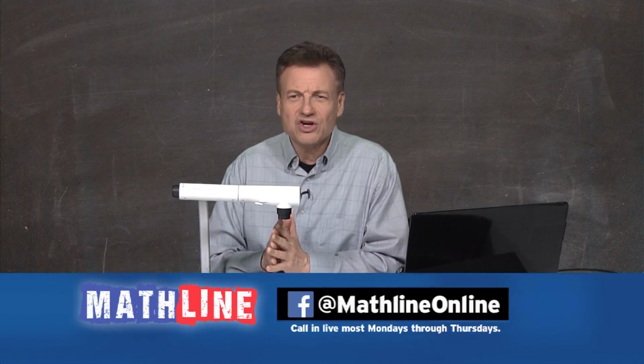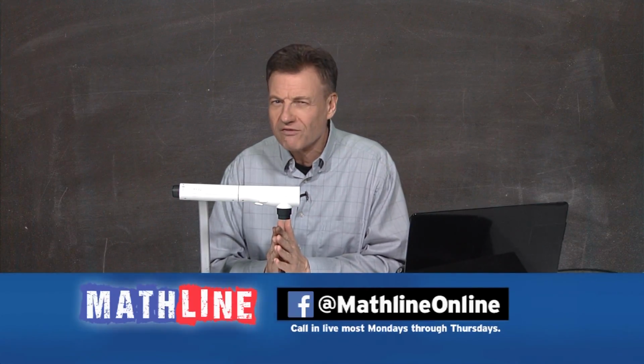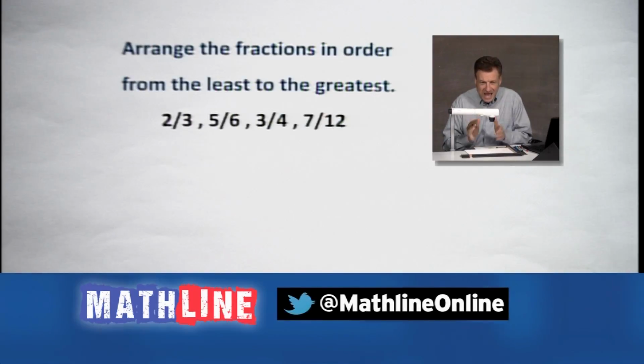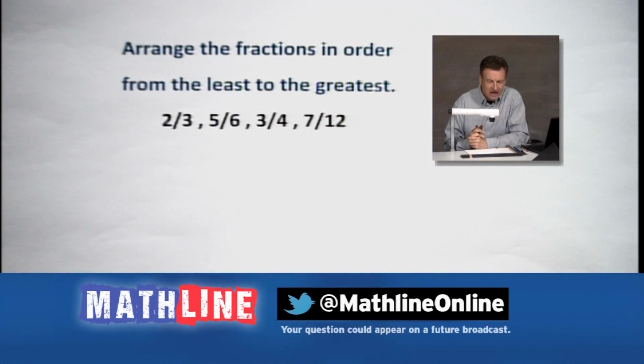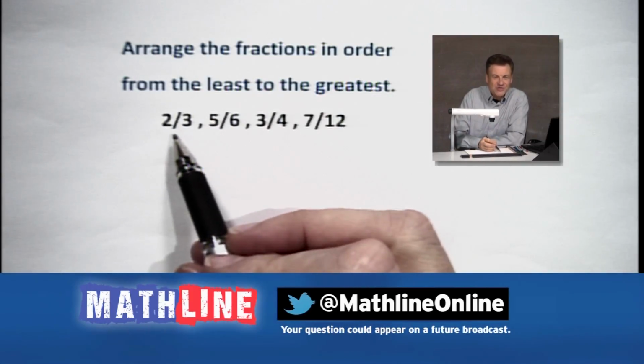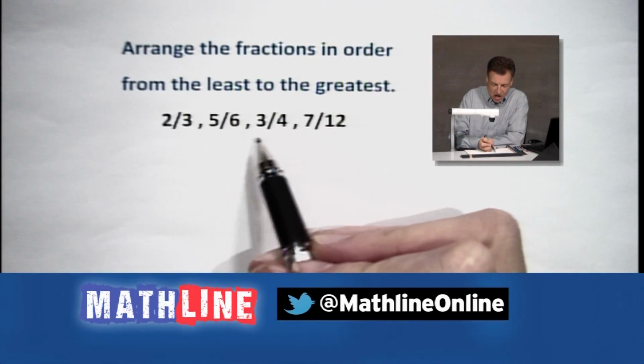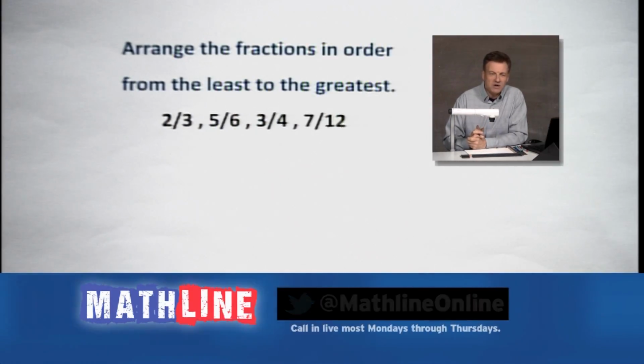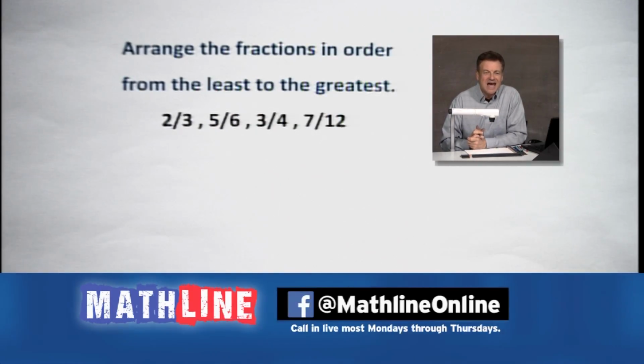Let's see a good example of something with 3 or more fractions right off the bat. This one tells us to arrange these fractions in order from the least to the greatest. I've got 2/3, 5/6, 3/4, and then 7/12. We want to see which one is least, what comes next, and what finally is the greatest.